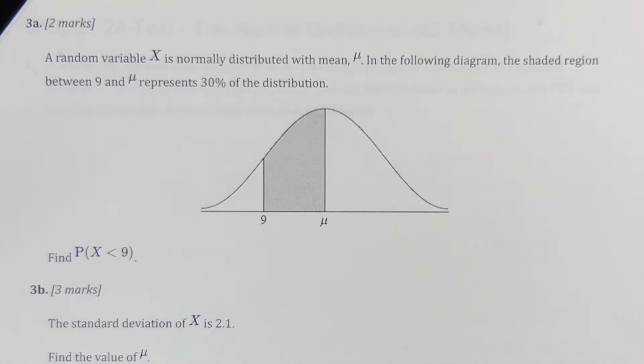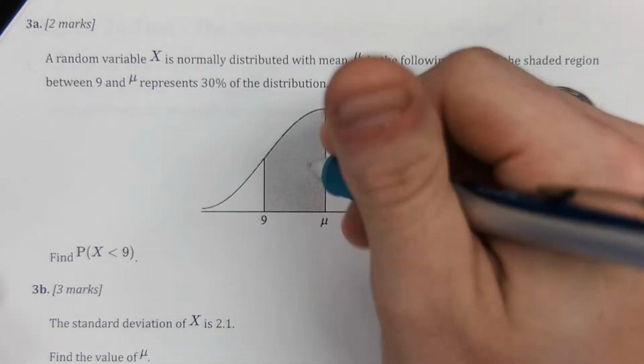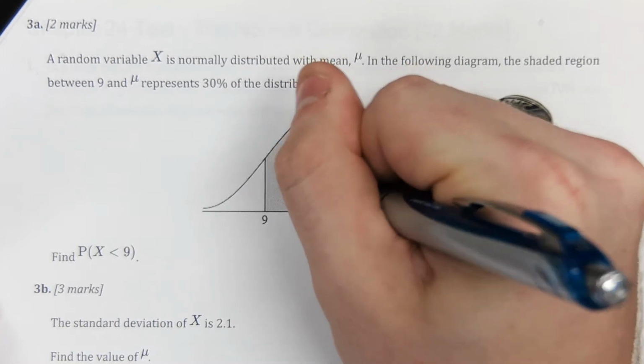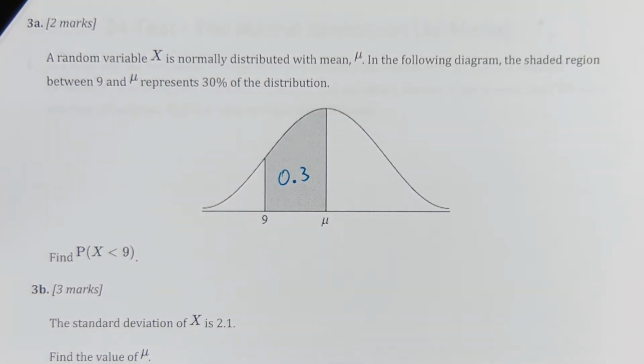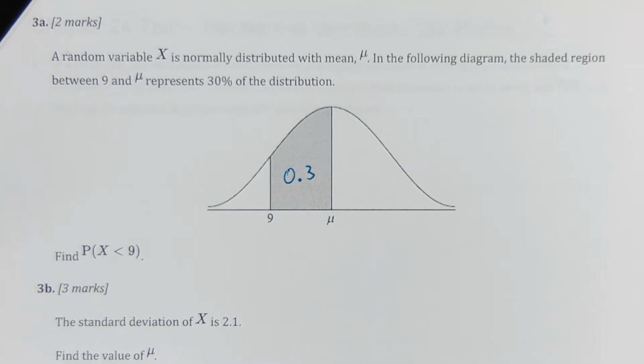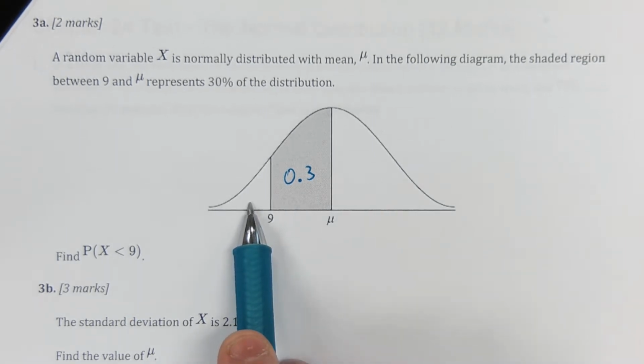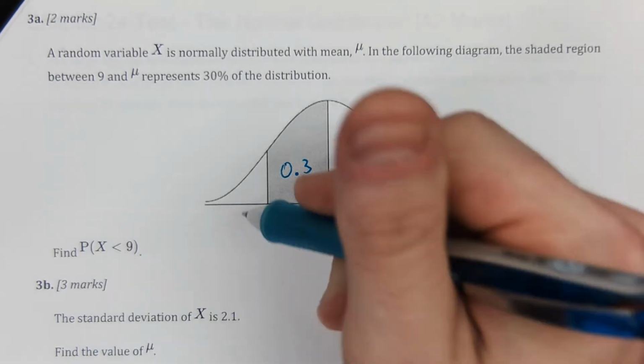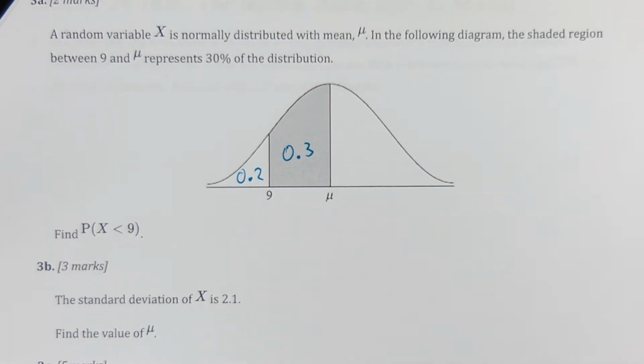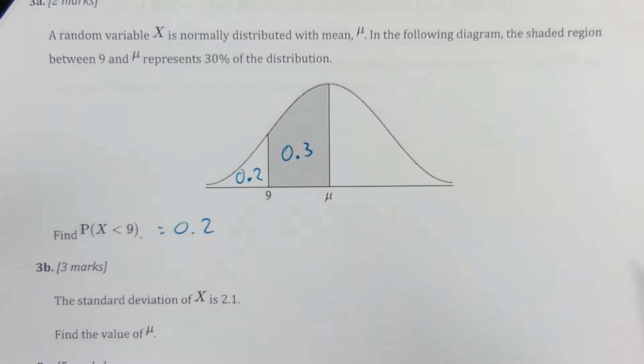A random variable x is normally distributed with mean mu, unknown. In the following diagram, the shaded region between 9 and mu represents 30% of the distribution. I'm a big fan of writing in my pictures. Well, if mu is the average, then what's over here? 0.2, which is actually what the question asks you to find. Because it has to add to 0.5 over there, so we know that this is 0.2. Easy peasy lemon squeezy. The standard deviation is 2.1.